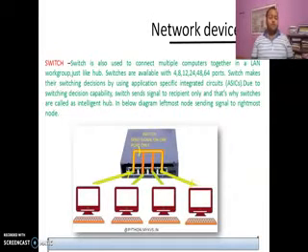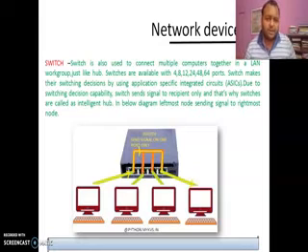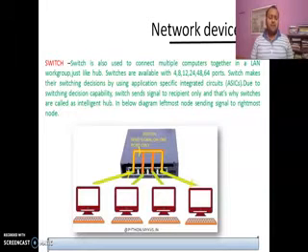Now coming to the switch, which is mostly used in today's scenario. Switch is also used to connect multiple computers together in a LAN. Switches are available with 4, 8, 12, 24, 48, 64 ports. Switch makes decisions by using ASIC, application specific integrated circuits. Due to this switching decision capability, a switch sends the signal to the recipient only, and that's why switches are called intelligent hubs.